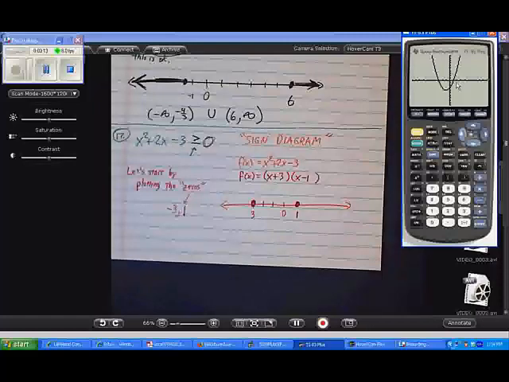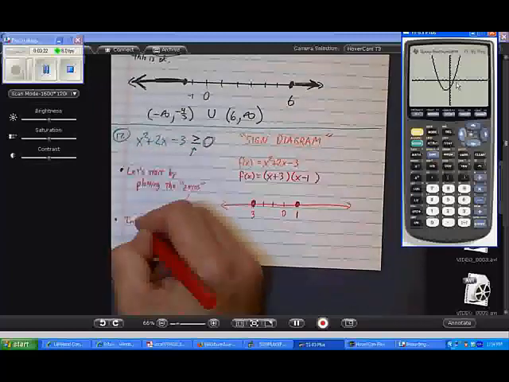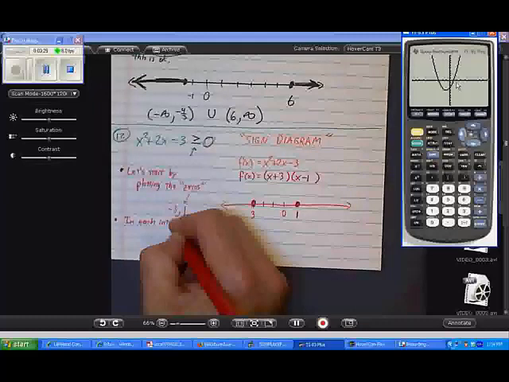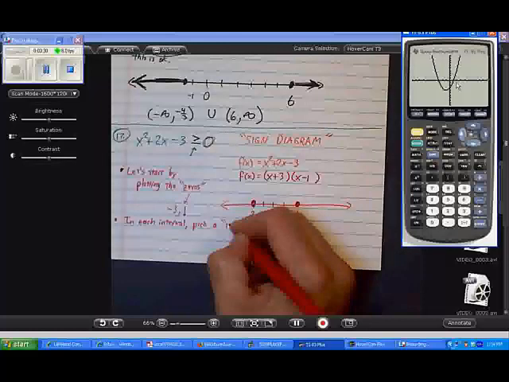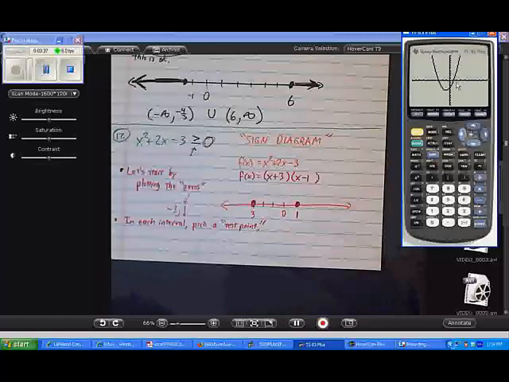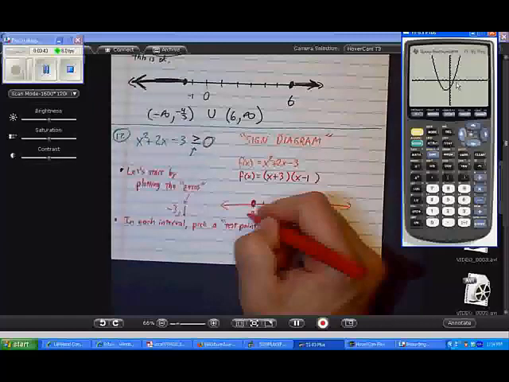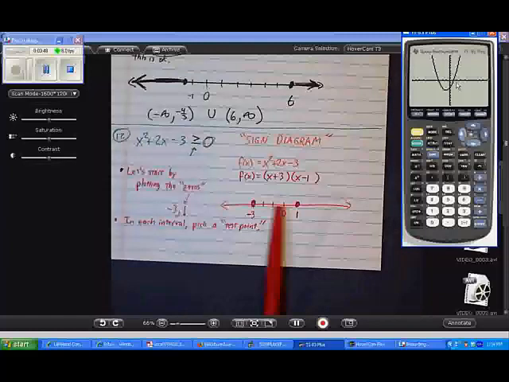And then what you do is, we start by plotting the zeros. Then, in each interval, we pick what's called a test point. Okay? So, for example, give me a number between negative 3 and positive 1. Well, negative 2 would work, right? Negative 2 would work. Actually, we're going to need 2 also, because we're going to need 2 over here, okay?